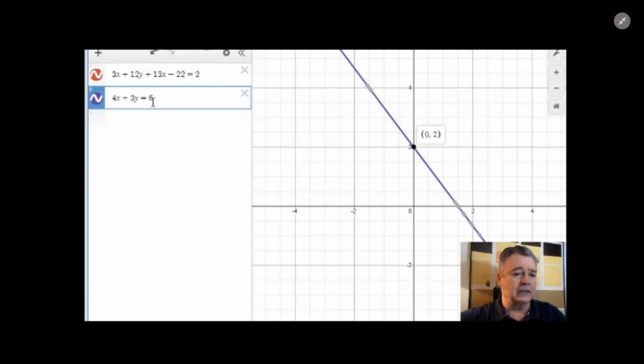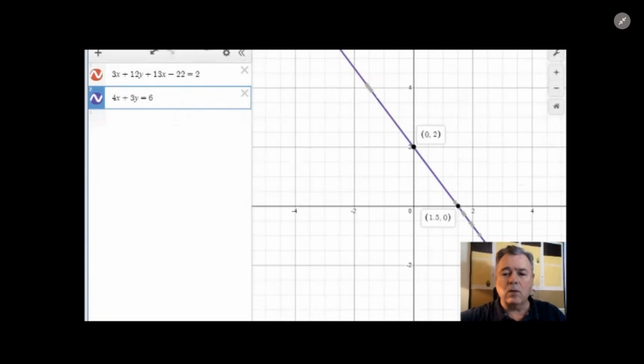Similarly, we can divide 6 by the x coefficient, which is 4. That's going to give us 6 fourths, 3 halves, which also equals 1.5. And we see here that's the x-intercept. The standard form is also useful for solving systems of linear equations.